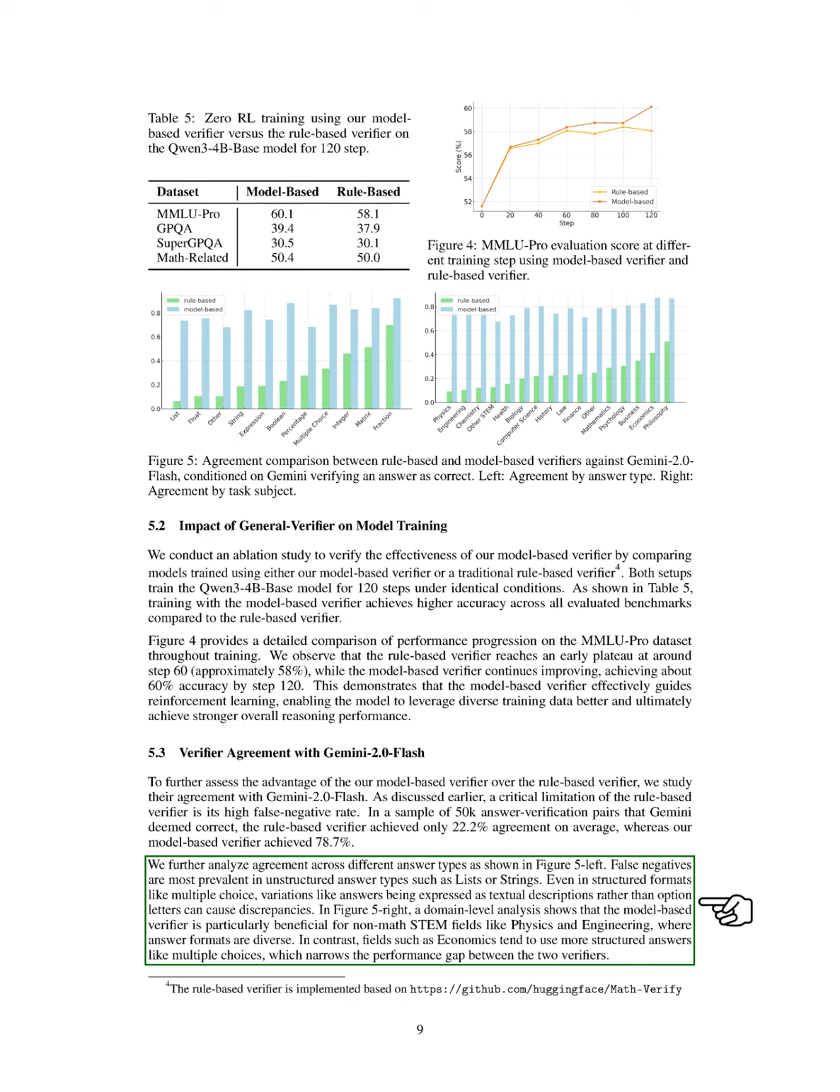We analyzed agreement across different answer types and found that false negatives are more common in unstructured formats like lists or strings. Even in structured formats, variations in how answers are presented can lead to discrepancies. Our analysis also shows that the model-based verifier is particularly effective in non-math STEM fields, such as physics and engineering, where answer formats vary widely, while fields like economics, which use more structured answers, show a smaller performance gap between the two verifiers.